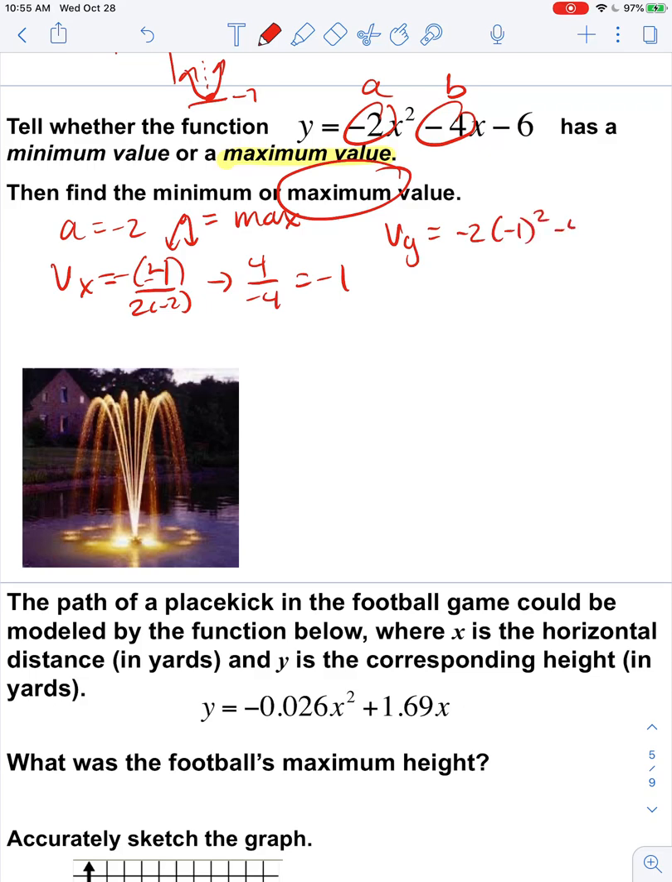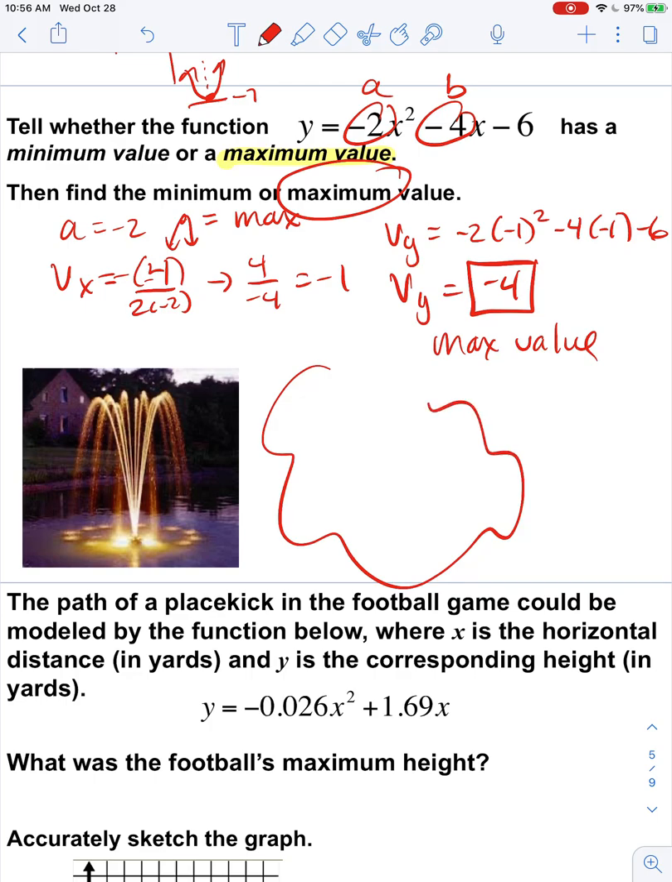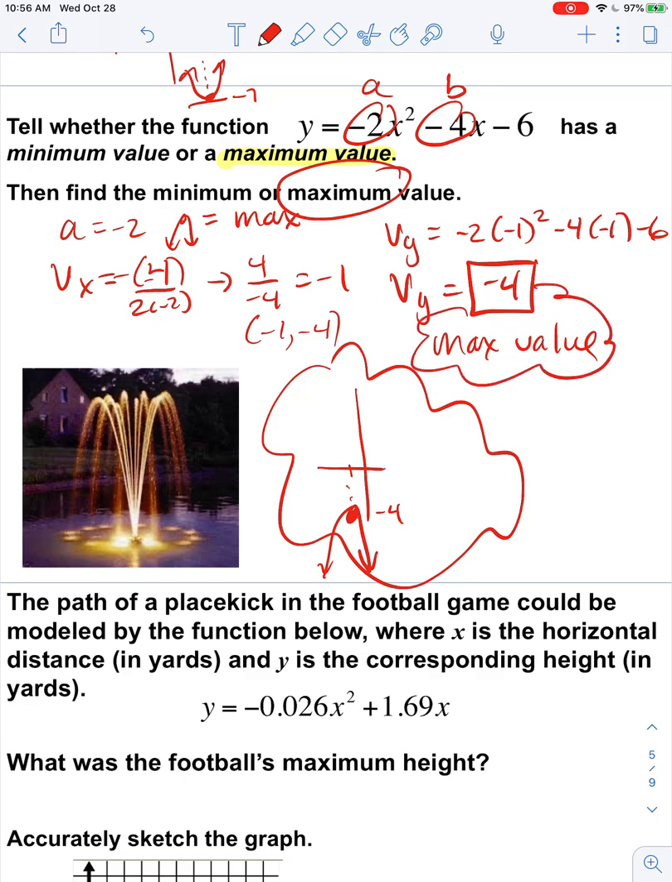Now be really careful. Again, this goes back to all the tricky bits from chapter 1 of really paying attention to those negative signs. What I get is this, and so that is going to be my max value. Because what I know, if I think about this, is that it has a vertex of -1, -4, but the a value is negative, so it opens down from there. So that -4 is the highest it ever goes, making -4 the max value.